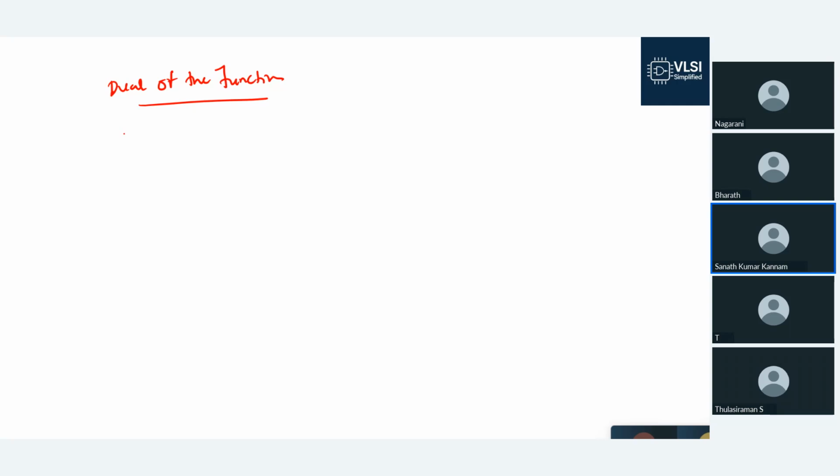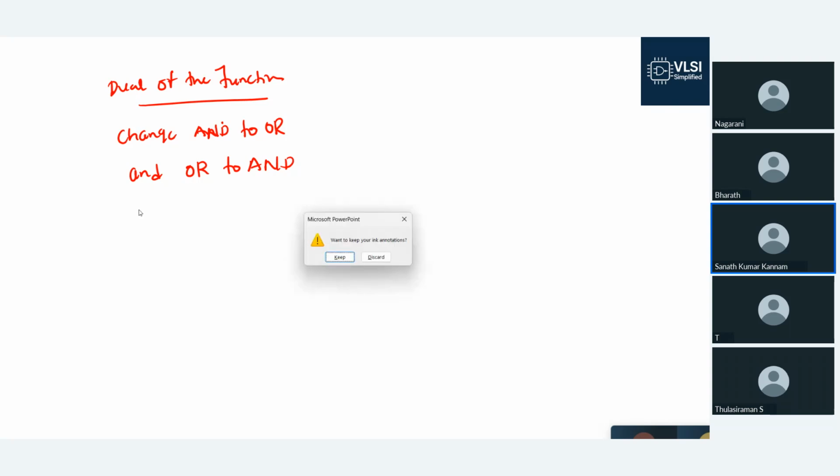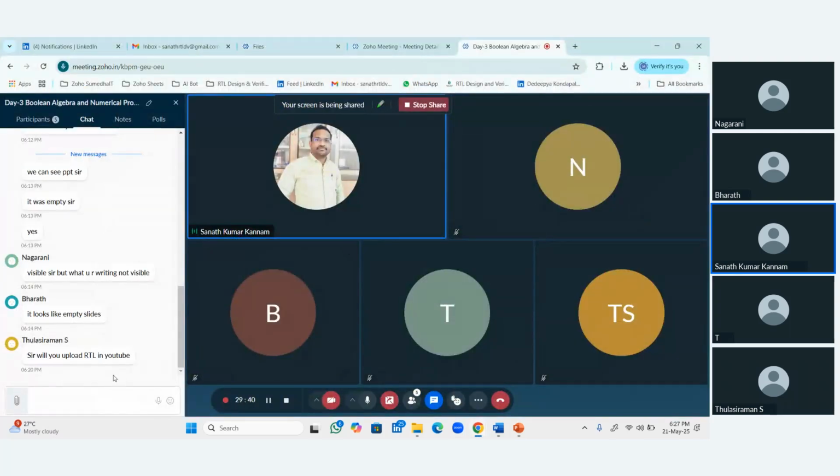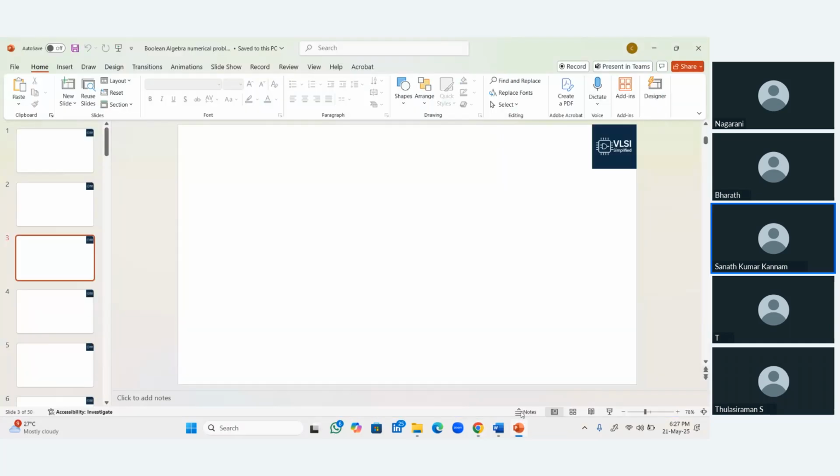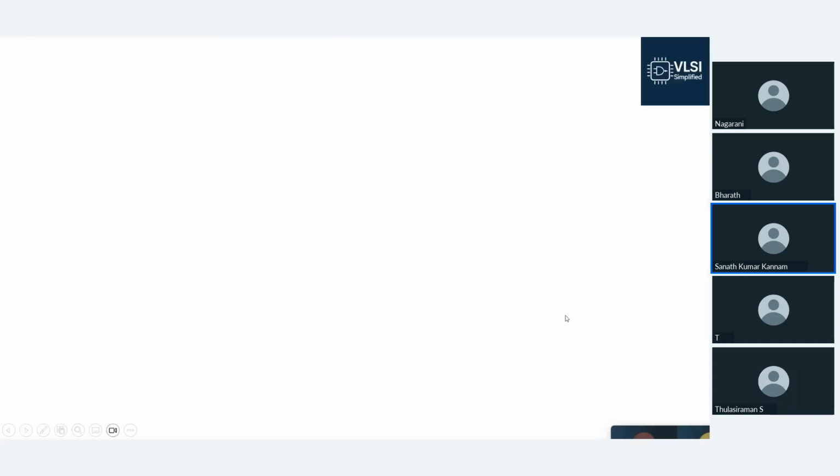So what is dual of the function? Just it will change AND to OR, and OR to AND. Okay, this is dual of the function. Any doubts? Okay, is it fine? Okay. So that is dual of the function.